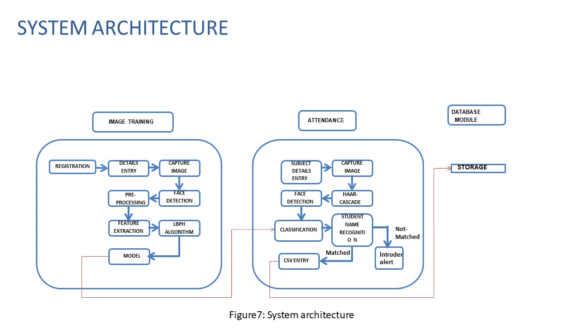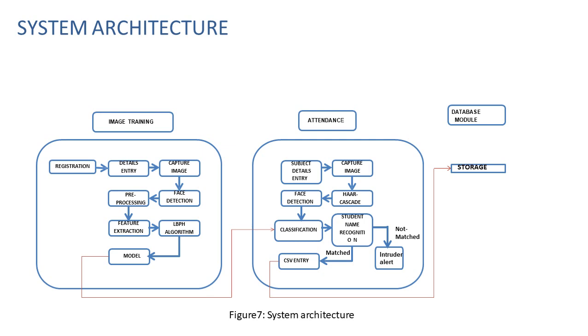So this is the architecture of our system. In the first part, for registration, we first have to enter some details, which include the enrollment number and the name. After that, the system will capture our image and the face detection part will be done, and the pre-processing means the image will be grayscaled, and after that features will be extracted from the region of interest, and using the LBPH algorithm a model will be made.